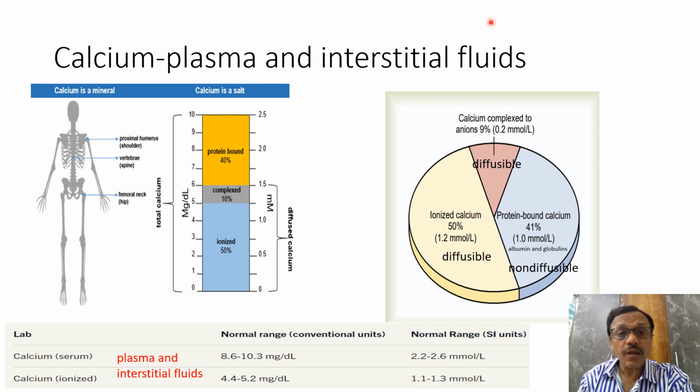So this ionized calcium is the form that is important for most functions of calcium in the body, including the effect of calcium on the heart, nervous system, bone formation, and so on.